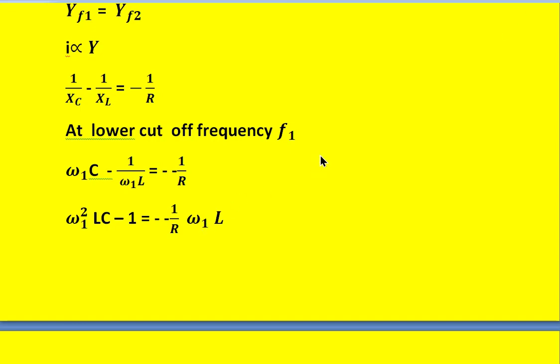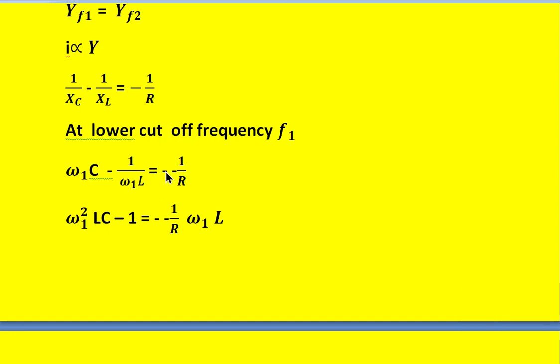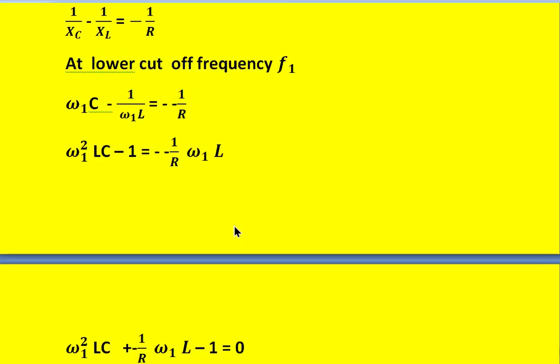At lower cutoff frequency F1, XL is dominating, or XL is more than XC. So when we write omega 1c minus 1 by omega 1L, that will become equal to minus 1 by R. After further simplification, the equation will become like this: omega 1 square LC minus 1 is equal to minus 1 by R omega 1 into L.